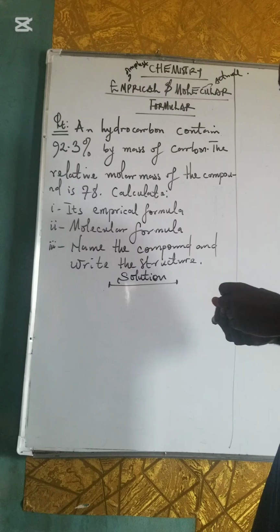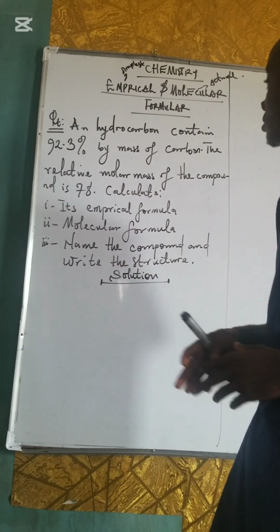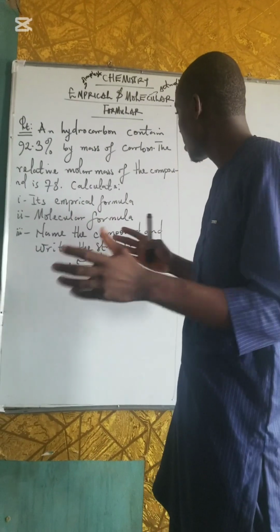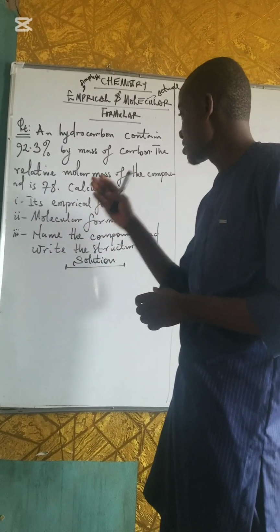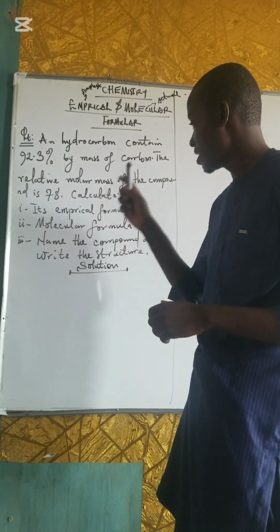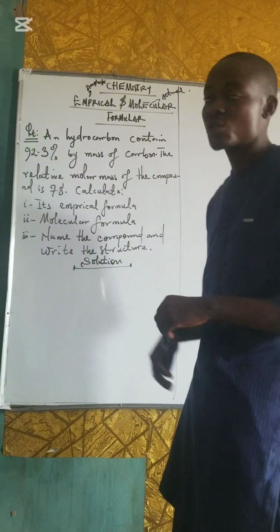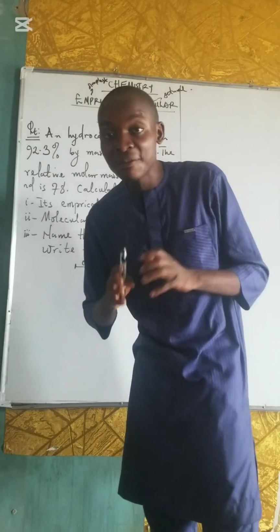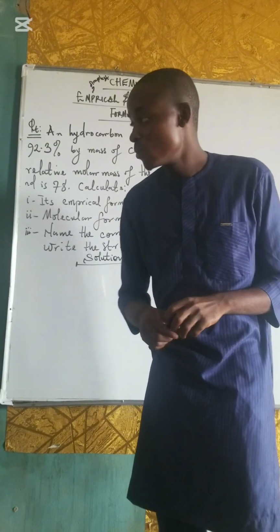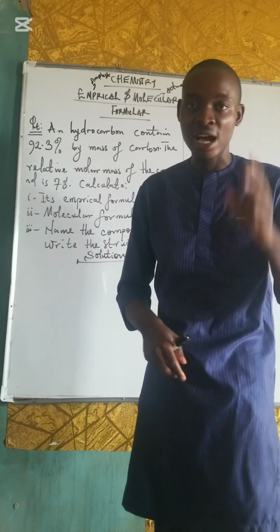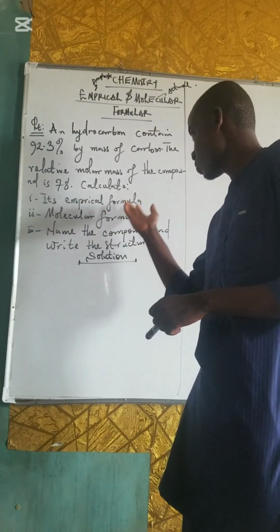So let's try to attempt this question. A hydrocarbon containing 92.3% by mass of carbon, the relative molecular mass of the compound is 78. Calculate its empirical formula. Second question, molecular formula. And the third question is name the compound and write the structure. So first thing is, what is a hydrocarbon? A hydrocarbon is defined as a compound containing only two elements, which is hydrogen and what? And carbon. So when you understand that, I believe you should be able to answer questions like this.